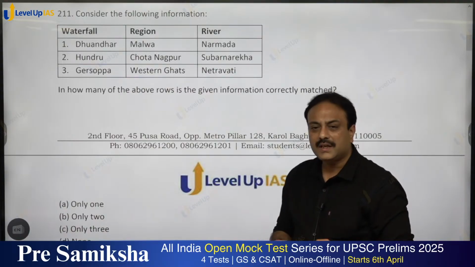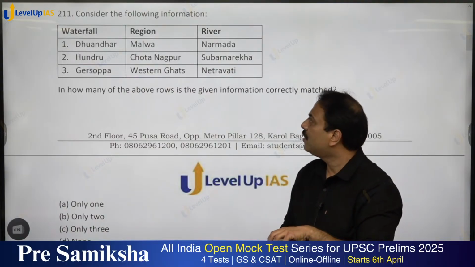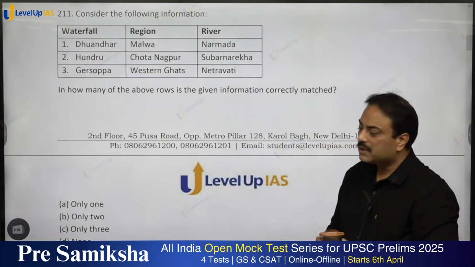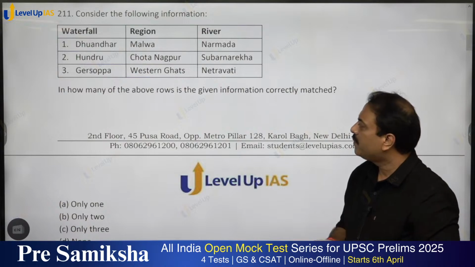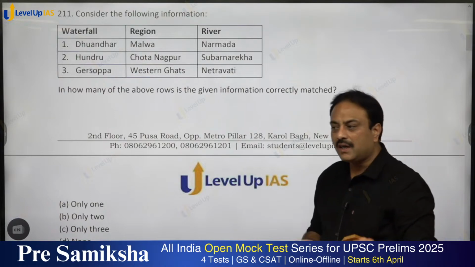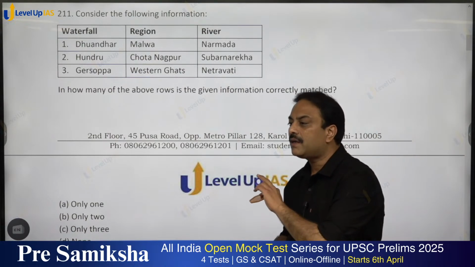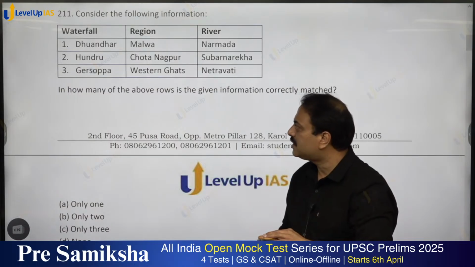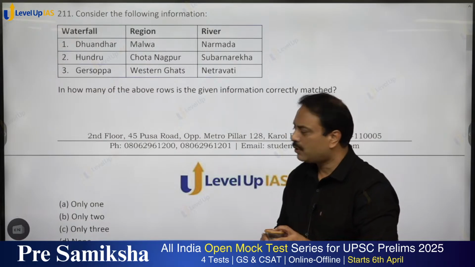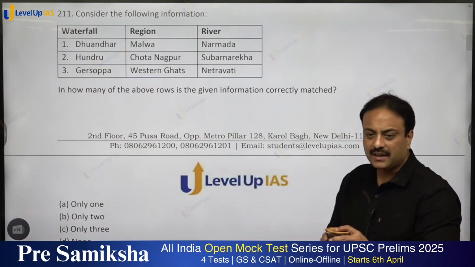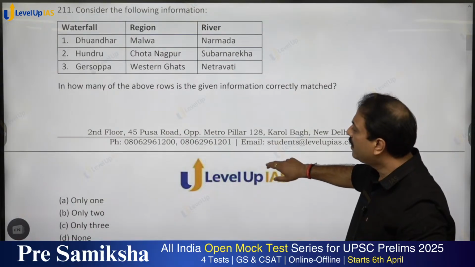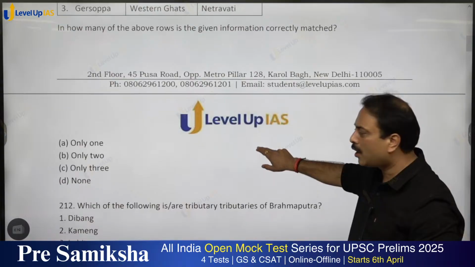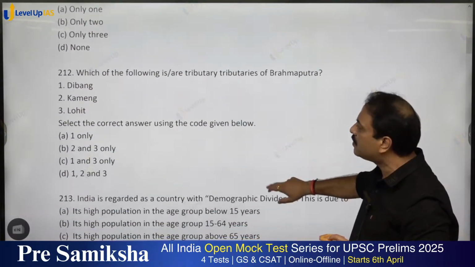Then Hundru Falls, that is located on Chota Nagpur Plateau on Subarnarekha river. It is 100% correct. Hundru Falls is on Chota Nagpur Plateau, made by this river only. Then Garsappa waterfalls are located in Western Ghats, correct, but it is formed by river Sharavati, not Netravati. So this statement also becomes wrong. So statement 1 is wrong, 2 is correct, 3 is wrong. So 2 only. So answer will be only 2. Option A for apple, shall be the right answer to this particular question.